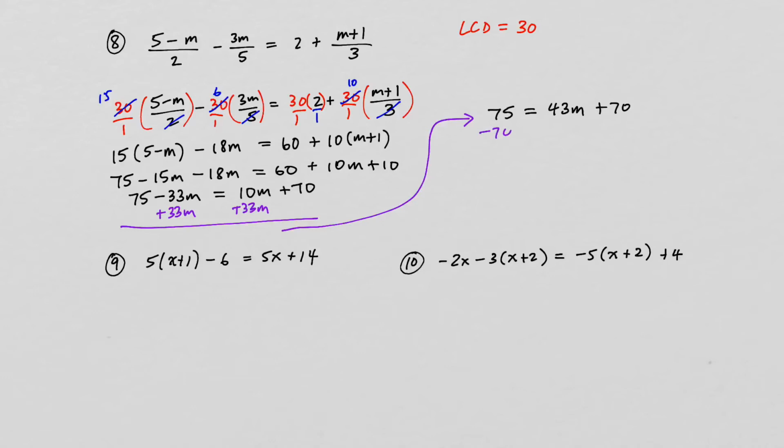And then if I subtract 70 from both sides, this will give us 5 equals 43m. And our last step is to divide both sides by 43. And that gives us m equals 5 over 43. And this is how you should leave your answer.